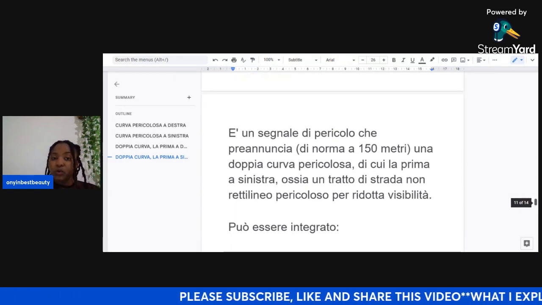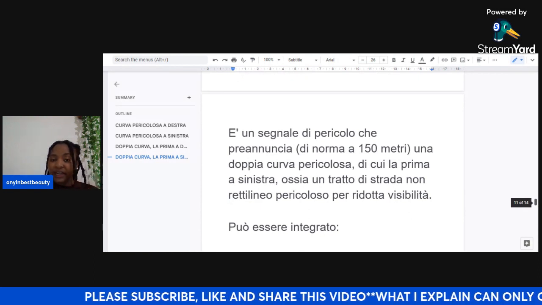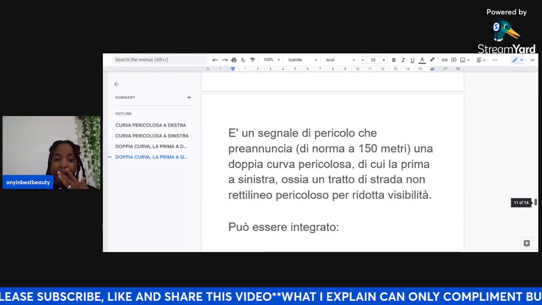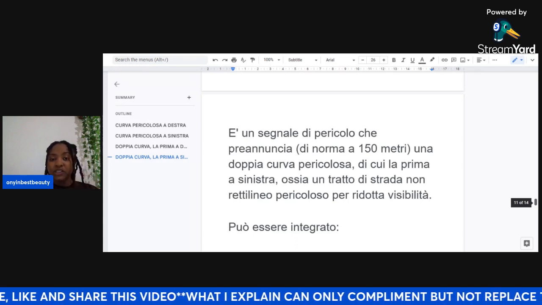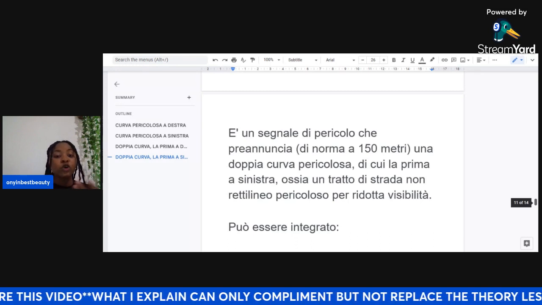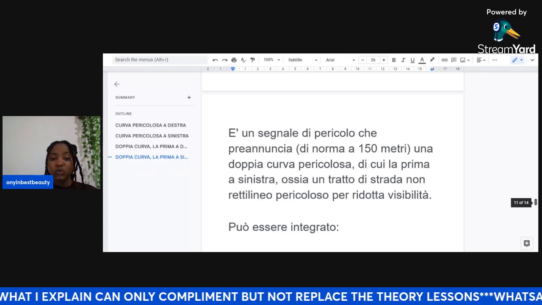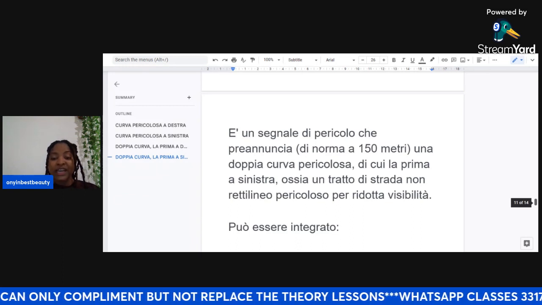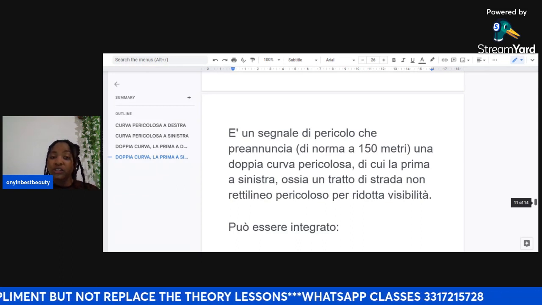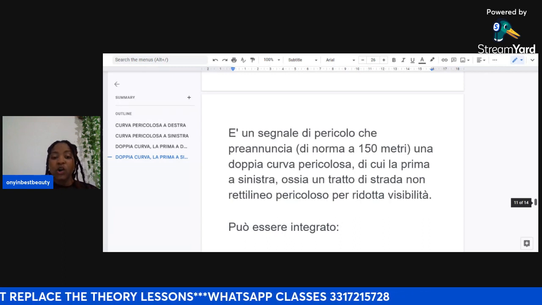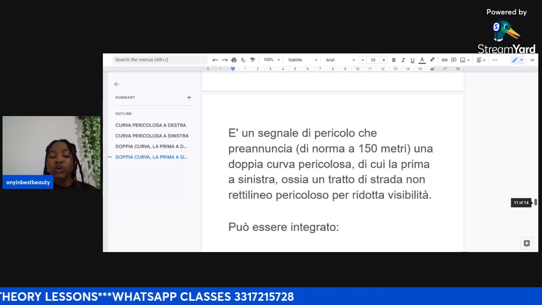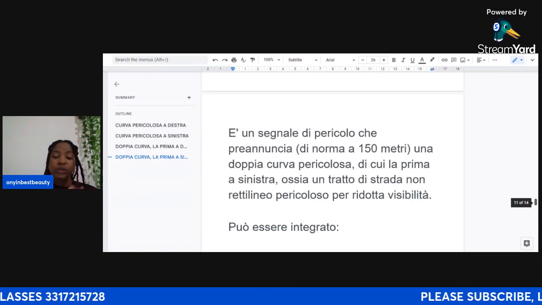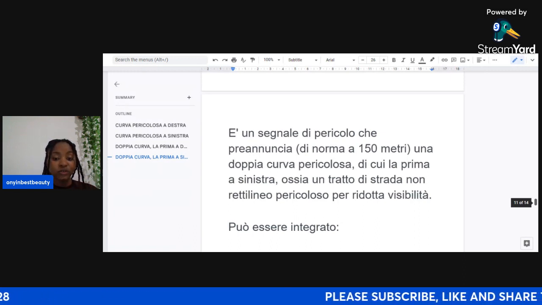Un segnale di pericolo, normally the danger sign 150 meters ahead, it warns you of this danger. Che preannuncia di norma 150 metri. Una doppia curva pericolosa, a double curve that is dangerous. The first to the left, in which the curve goes to your left. Ossia un tratto di strada non rettilineo pericoloso per ridotta visibilità. Now, the road is dangerous because it reduces your visibility.